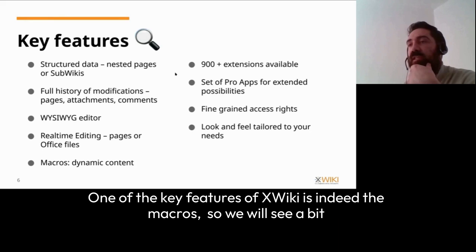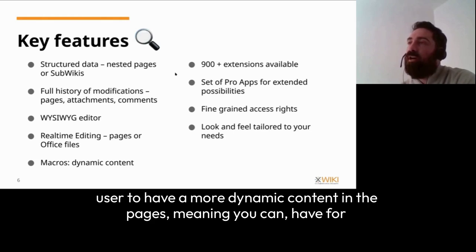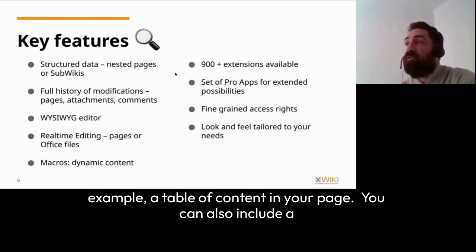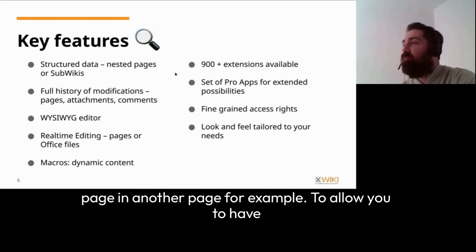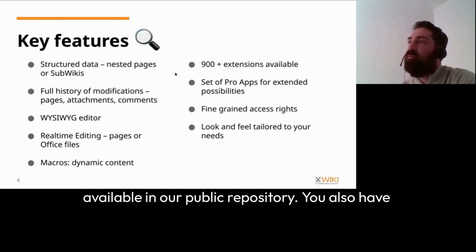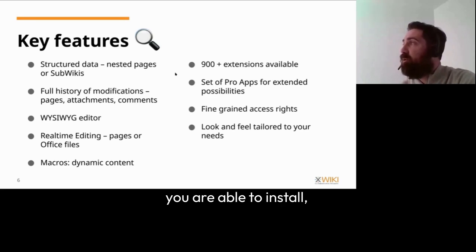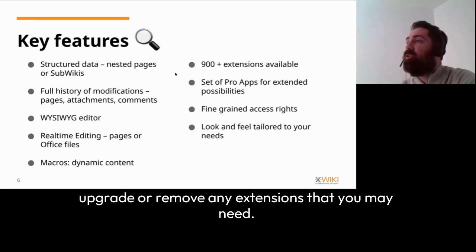One of the key features of XWiki is indeed the macros. We'll see a bit later in this presentation what macros are. They allow your end users to have more dynamic content in the pages, meaning you can have, for example, a table of contents in your page. You can also include a page in another page, for example. To allow you to have as many macros as needed, you have a set of over 900 extensions available in our public repository. You also have access to an internal tool included in the instance, meaning that you are able to install, upgrade, or remove any extensions that you may need.